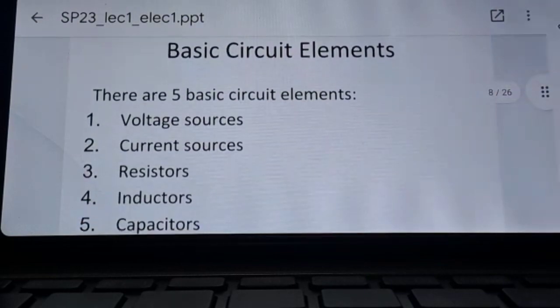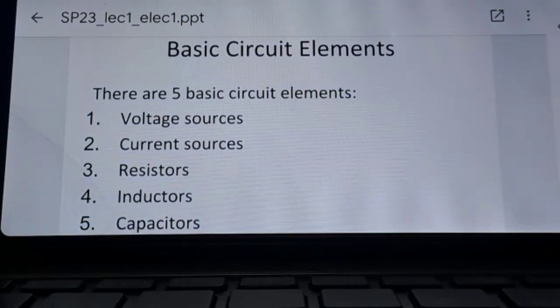So there are 5 basic elements of electric circuit analysis. These are voltage source, current source, resistor, inductor and capacitor.